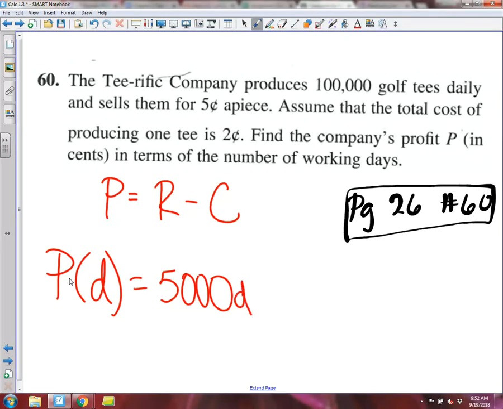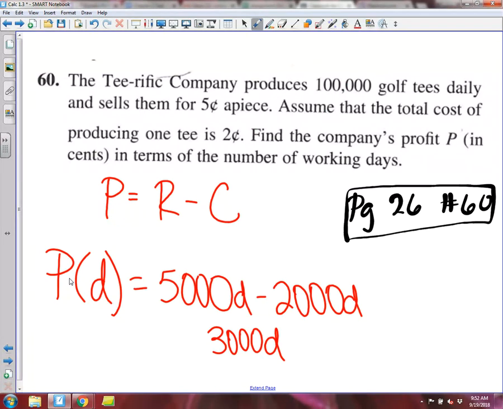We'll call it D. Now I need to subtract the amount of money that it actually took me to make those. $2,000 every day, right? It's going to cost me $2,000 every day. So how much profit am I looking at making? $3,000. Now, of course, this is under the assumption that I'm selling every tee that I make, right?